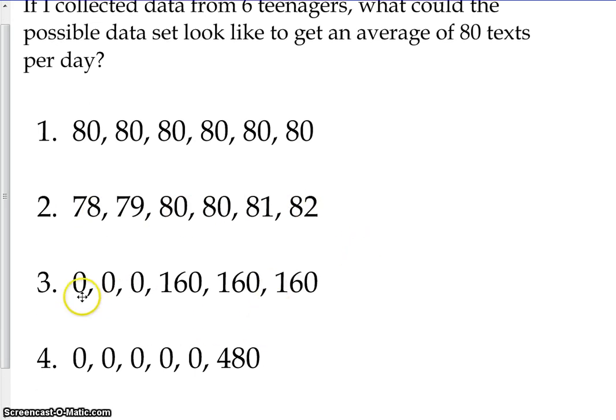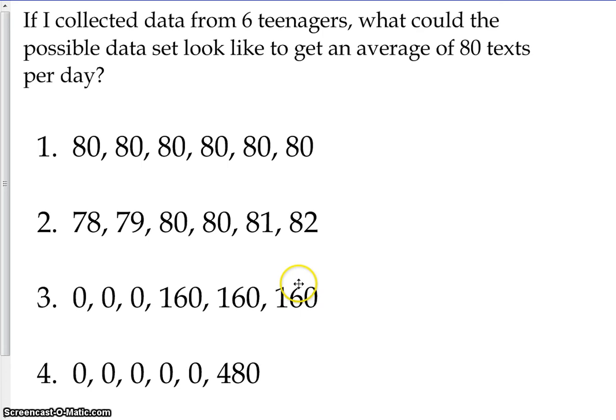Another, more creative way is to say 3 people answered no, I don't do any texts in a month, but 3 people answered I do 160 texts, and then your average would be 80. Another way is if 5 people answered 0 texts in a month, but 1 of them answered 480. My average would still be 80.